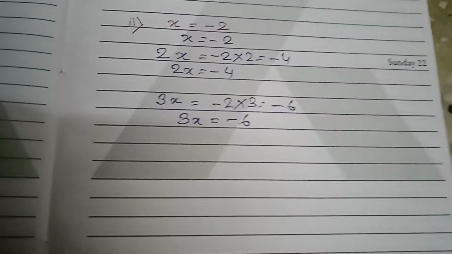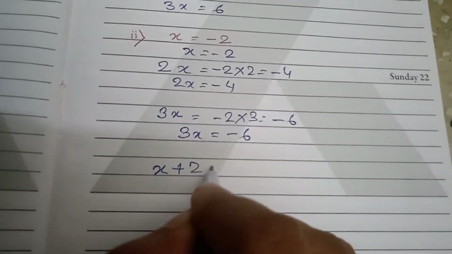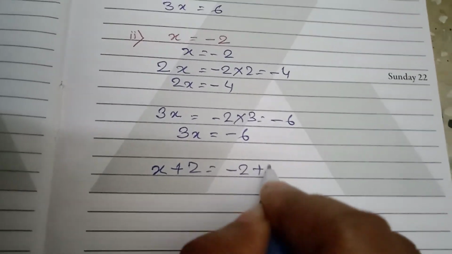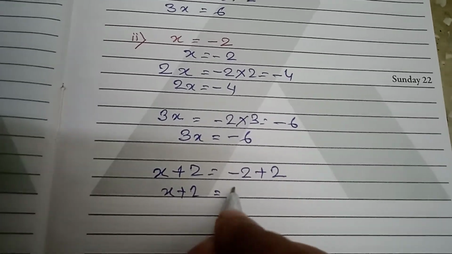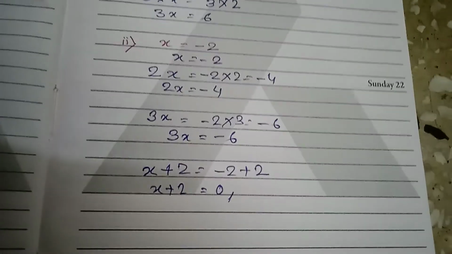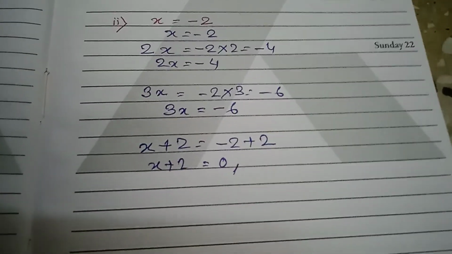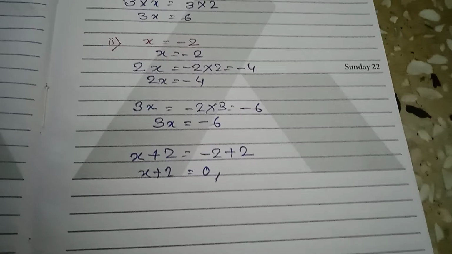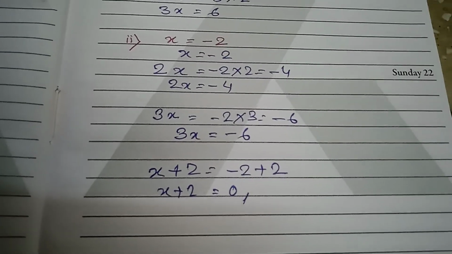Another equation, okay, you can also add. So I can have x plus 2 is equal to minus 2 plus 2. I am adding on either side. So x plus 2 will become 0. So these are the ways you can do it. Whatever operation you do to the LHS, the same thing should be done to the RHS. That will keep the equation the same. Okay. Thank you.